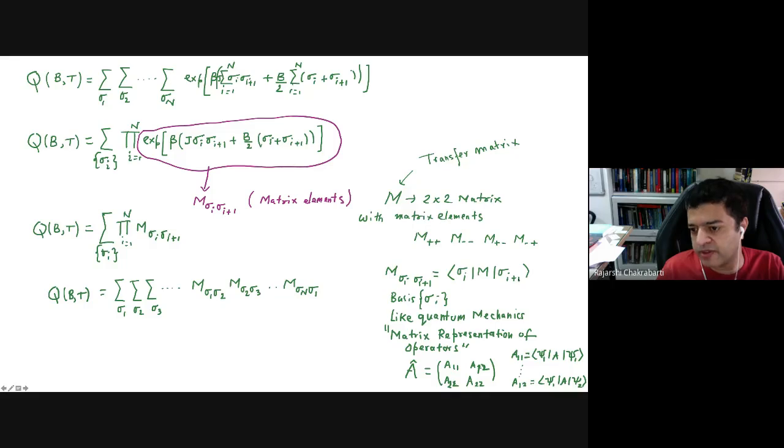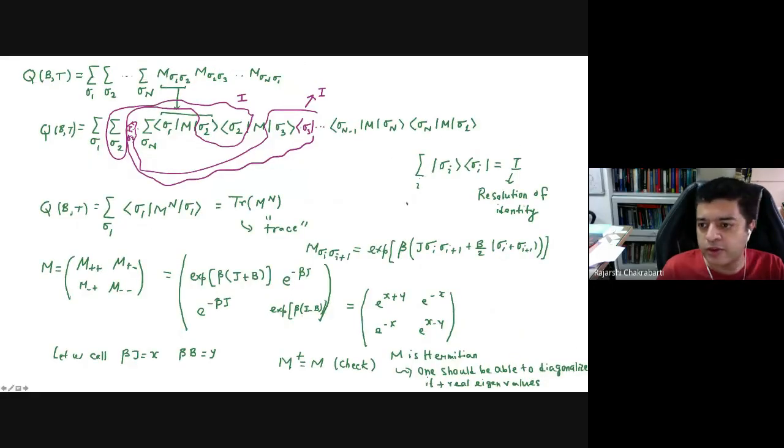So these are the basis. And M is your operator like this, isn't it? What you do in quantum mechanics, it's the same mathematical technique. And you also make use of this resolution of identity. You actually insert this in between.